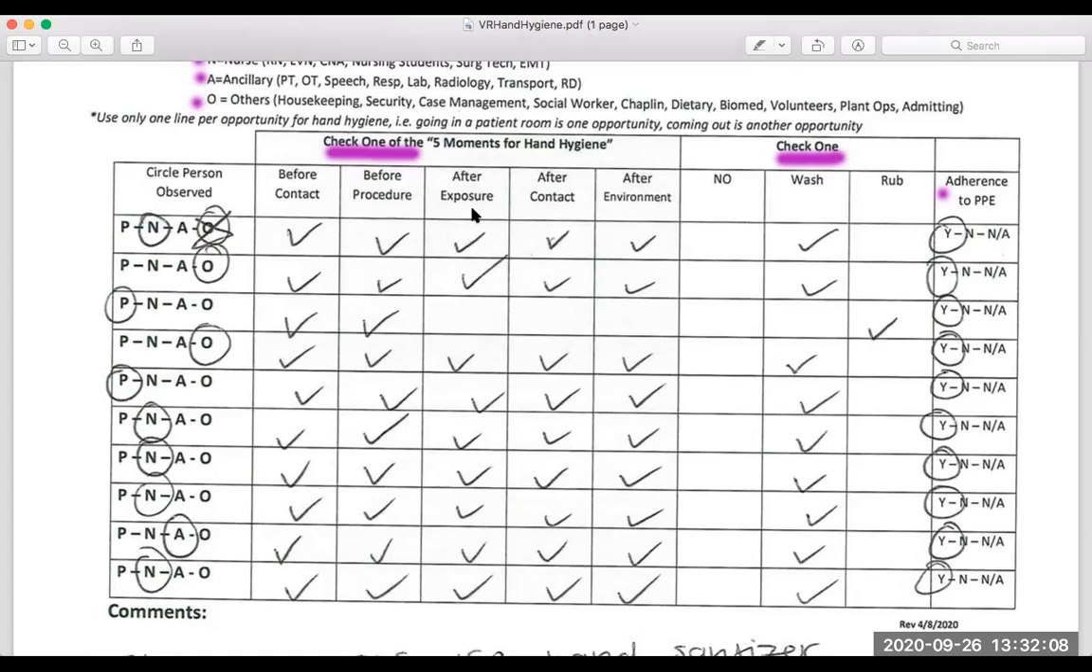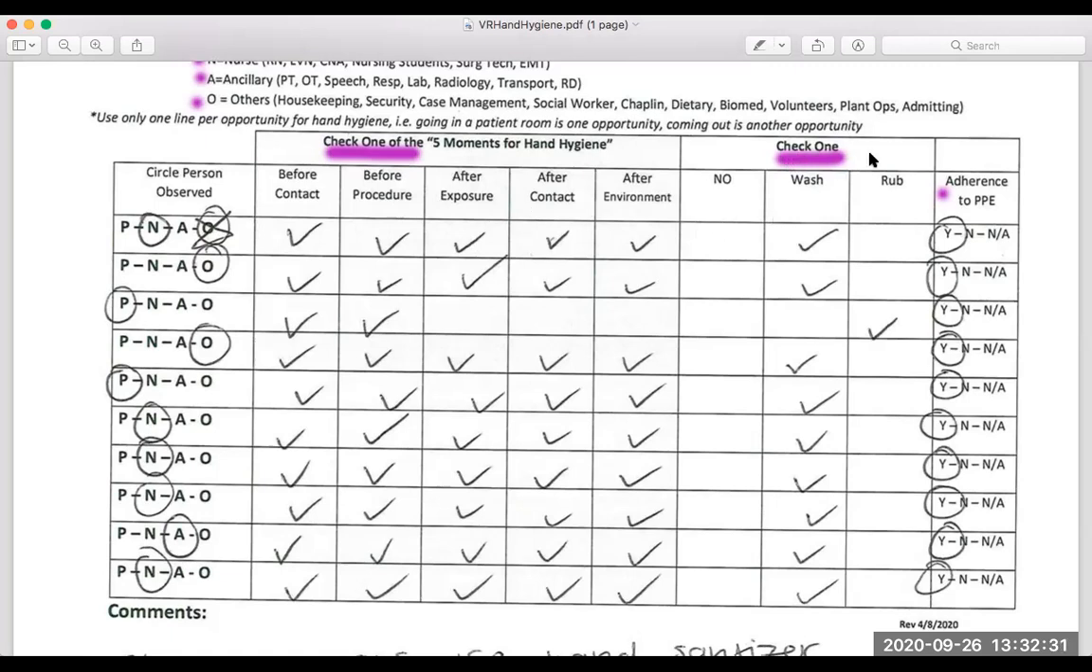We're not allowed in any of the other departments that I mentioned. So we're not allowed into other departments to observe the hand hygiene. They will most likely be going through the lab. But you can observe the person that handed off the lab samples for the after exposure.